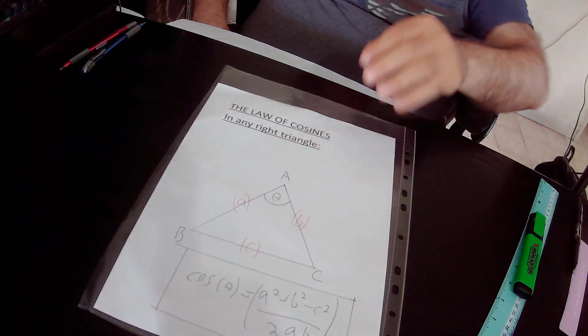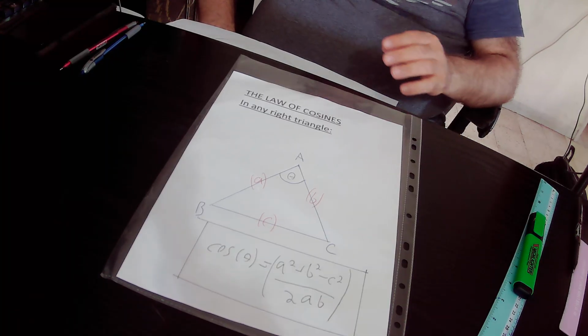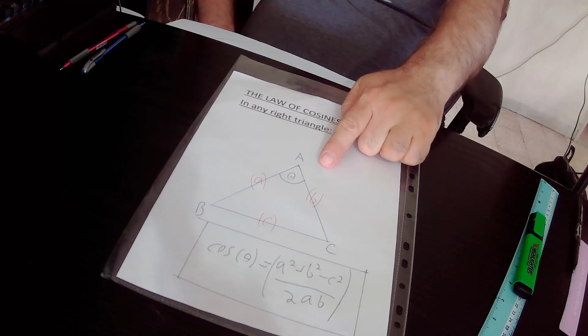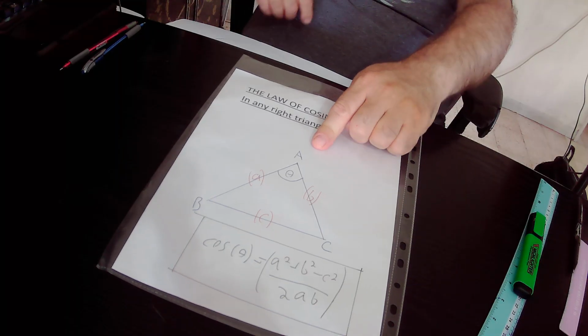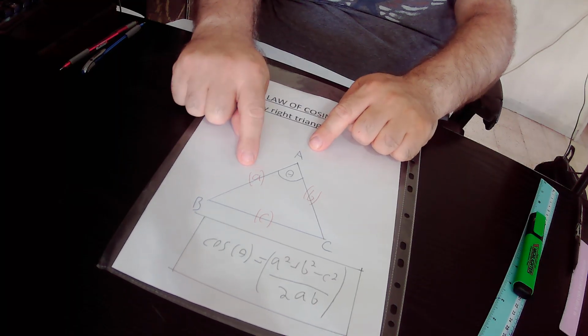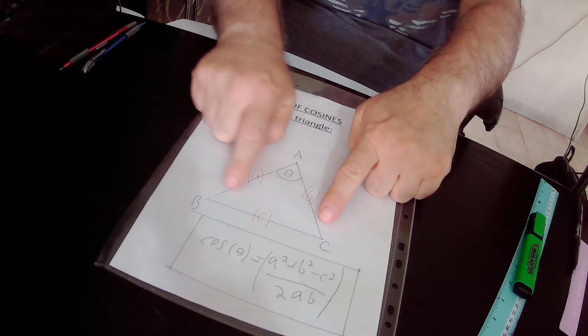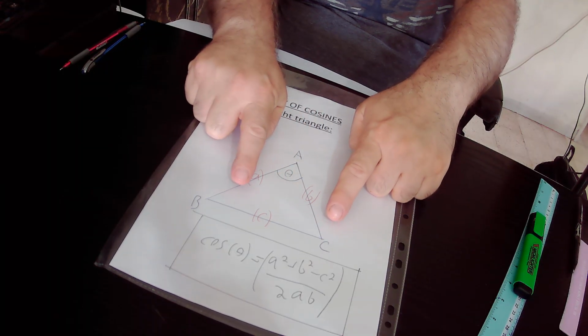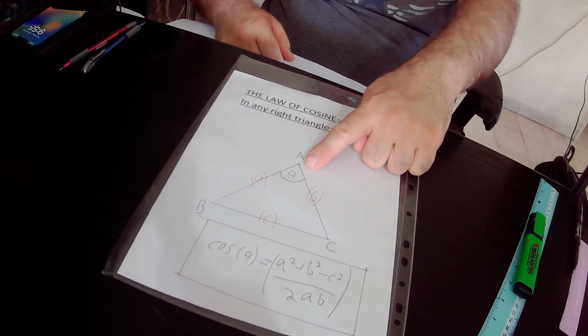First of all, the law of cosines is true in any triangle. So in any triangle, here we have triangle ABC, that could be any triangle. The length of side AB is A units, side AC equals B units in length, and side BC equals C units in length. This is angle BAC. The size of this angle BAC is theta.